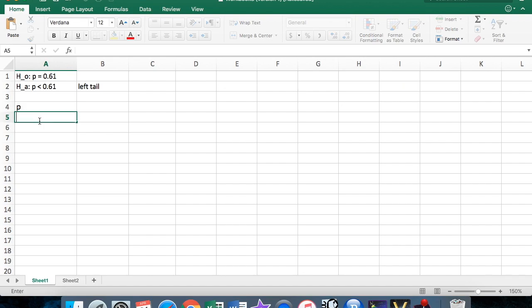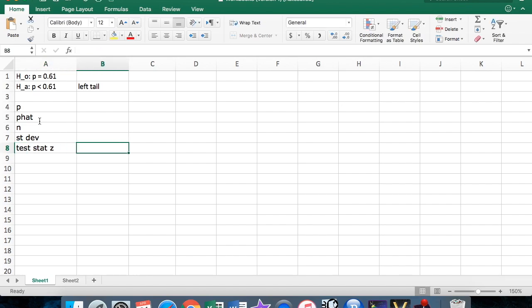Okay, now I have my p. I need my p hat. I need my n. And then that should help me find my standard deviation. Okay, and then once I find that, I can find my test statistic. Now remember, your test statistic for a proportion is always z. So it's always going to be your z, and then we'll find our p-value after that. Okay, so my p, now I'm trying to get p and p-value mixed up. P-value is the probability of your test statistic. P is the proportion beginning in the problem.